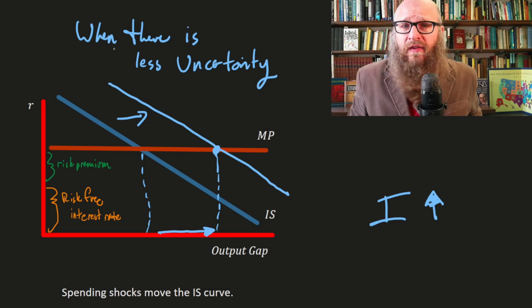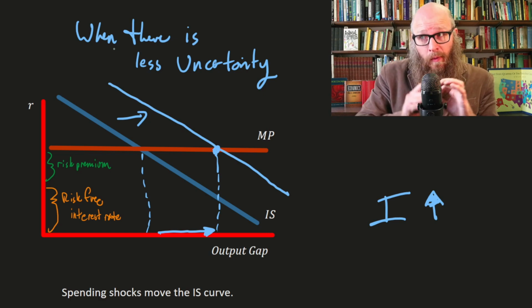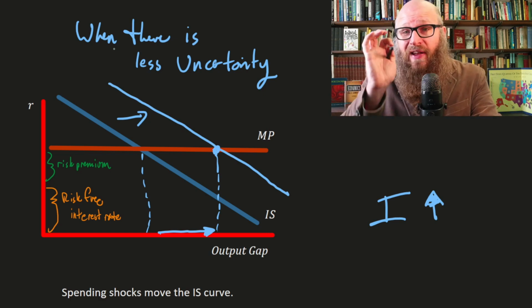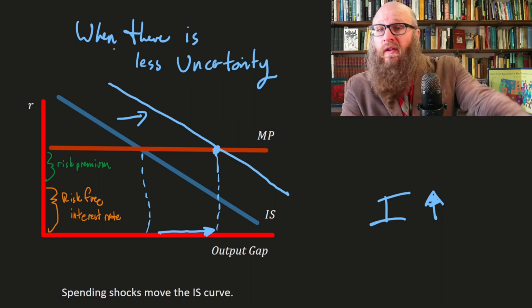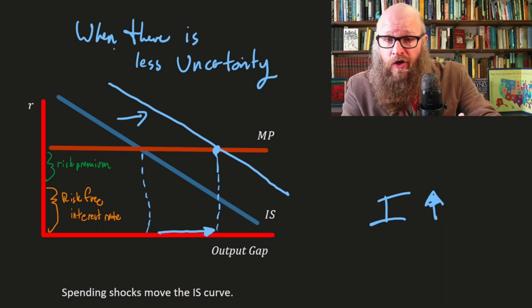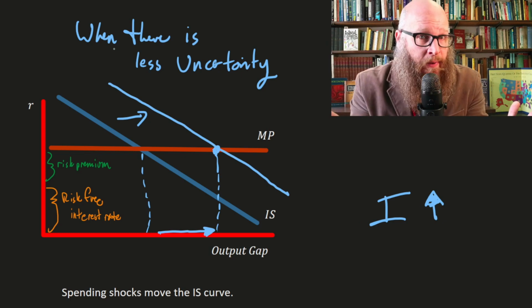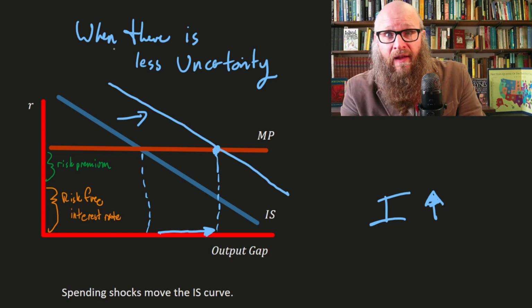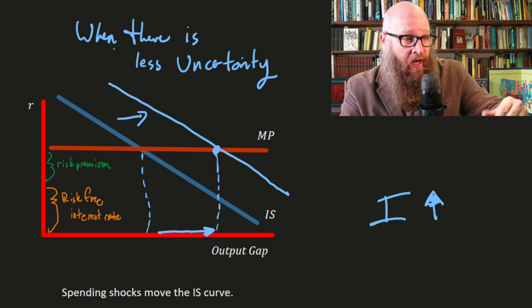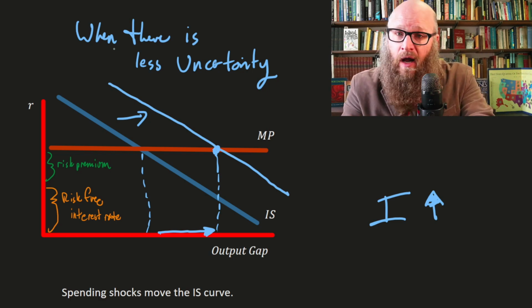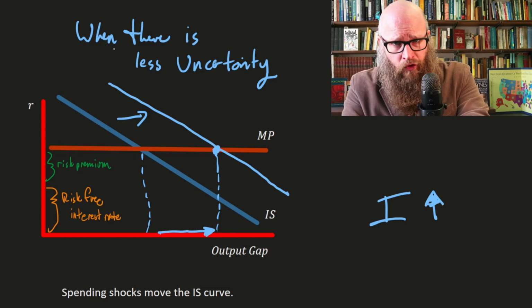Now, more than one of these things can happen at the same time, but remember, when we're building a model, we want to know how each individual shock affects the whole economy. Then, when we want to take it to the real world, we can add up all the shocks, plug it in the model, and see what happens. So as of now, when there is less uncertainty, they will demand more loans at the prevailing interest rate, which will increase spending, shifting that IS curve to the right, increasing real GDP.